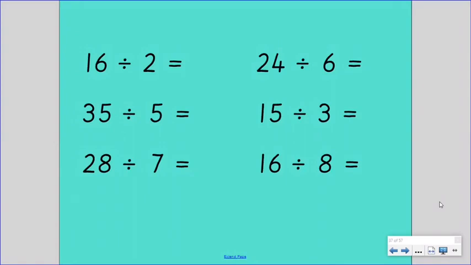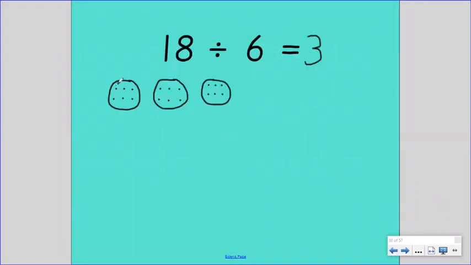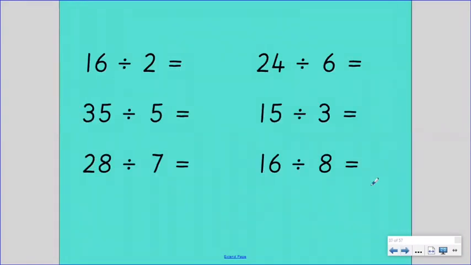So you're going to need to get some paper and a pencil or a pen. And I'd like you to use the method that I've just demonstrated, drawing your groups, okay? And have a go at answering these questions for me. So for example, the first question, 16 divided by 2, you are going to be drawing groups of 2 until you reach 16. So 16 grouped into 2s, okay? So pause the screen here and have a go at doing these questions.